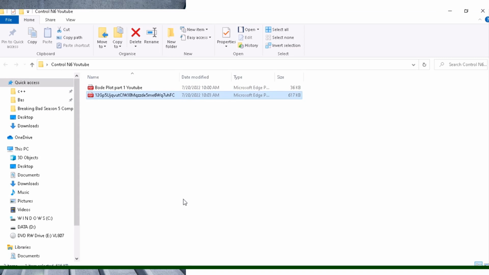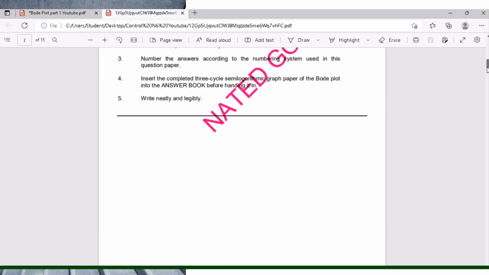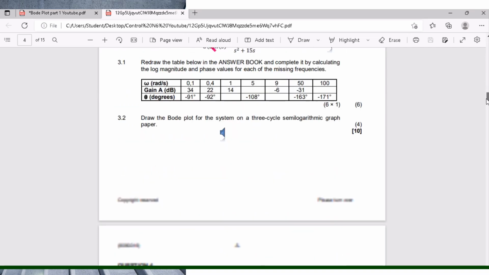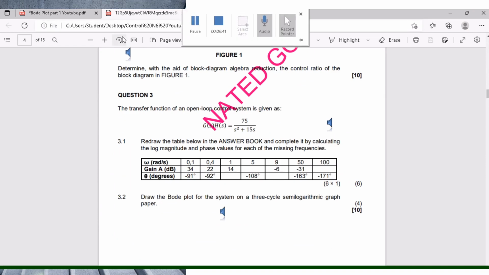Okay, so this is the paper we will be going through, the 2020 November final exam. I checked all the 2021 papers and the 2022 I have, and we don't have a question like this, so I went back to 2020. Here we are going to question 3. Let me zoom in.